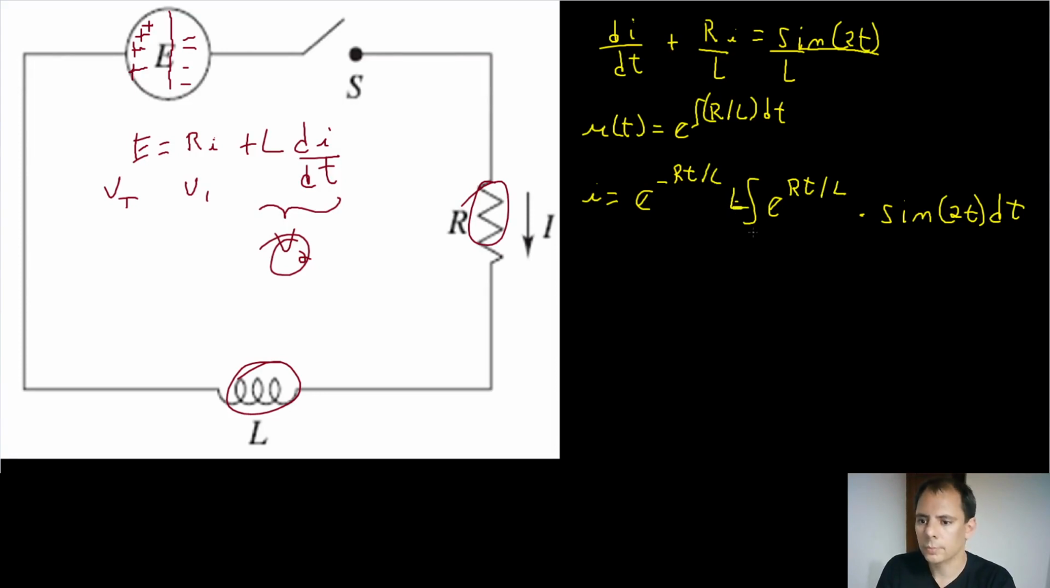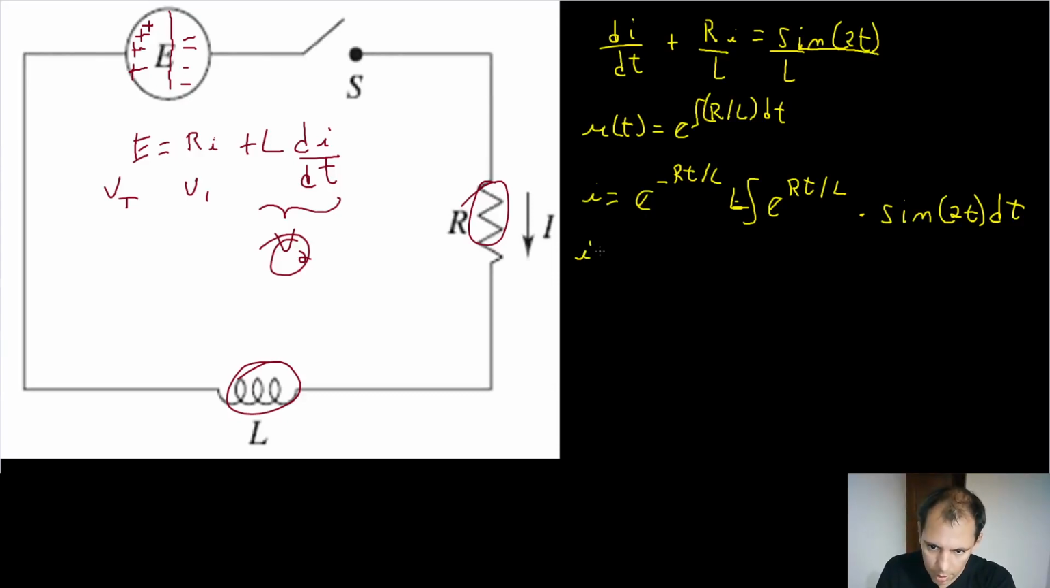All right. Now here's the thing. You have to integrate this stuff. So you have E to the RT divided by L and sine of 2t. In order to do this, you have to use a technique that I haven't explained yet, which is called integration by parts, and I'm not going to. So I'm just going to give you the full answer.